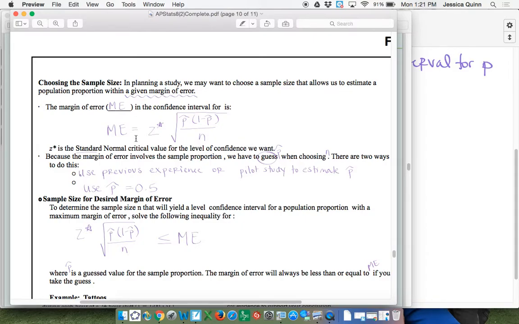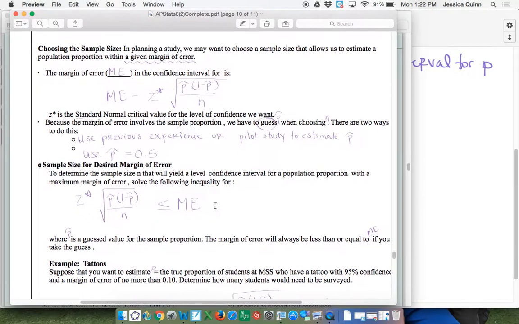So if we want to figure out the margin of error, this is our formula right here. The margin of error for p hats is z star times the standard error. I'm sorry, I think I misspoke. It's z star times your standard error. Your standard error is the square root of p hat times 1 minus p hat over your sample size.